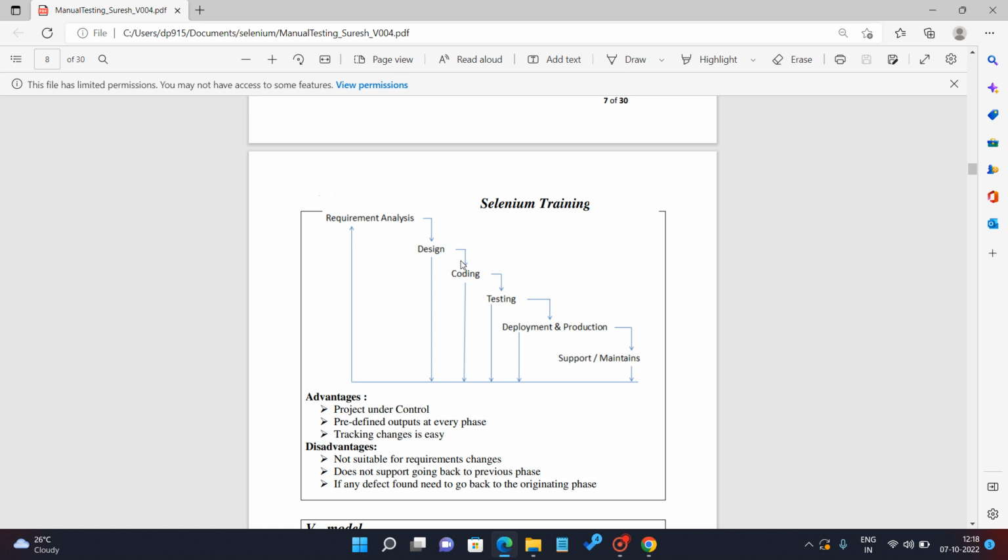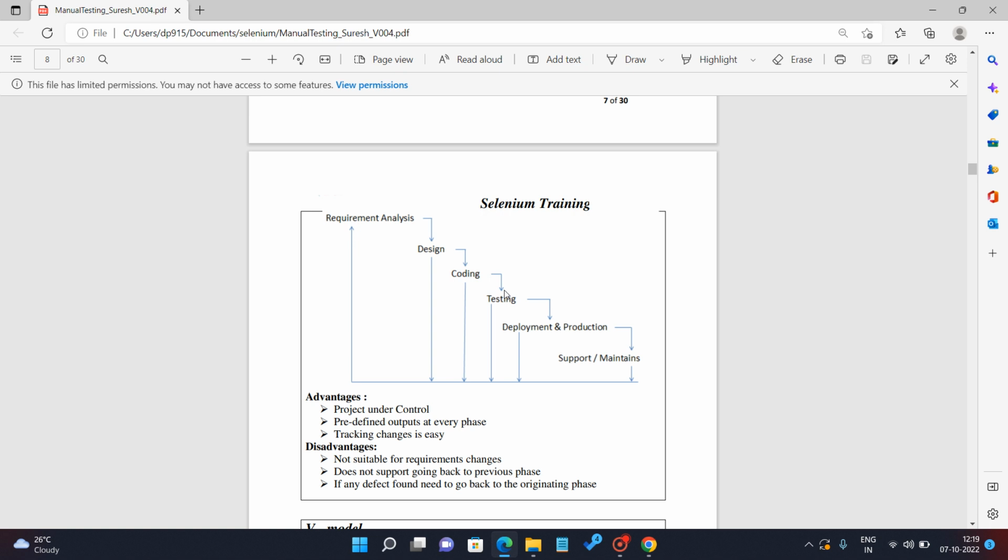Developers work only on development, the coding. Development of code is based on the requirement documents, which are the BRS, SRS, and FRS documents. And coding is done, then the next phase.